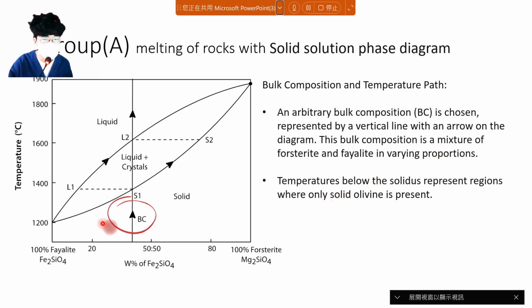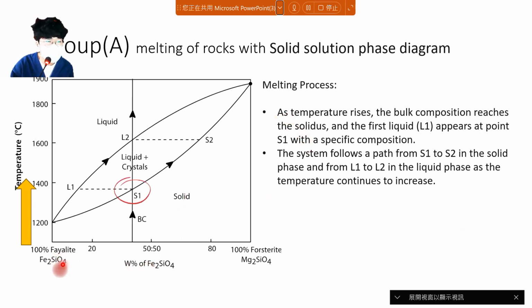Temperatures below the solidus represent where only solid olivine is present. As the temperature rises, the bulk composition reaches the solidus, and the first liquid appears at S1 with a specific composition. The system follows a path from S1 to S2 in the solid phase and from L1 to L2 in the liquid phase as the temperature continues to increase.